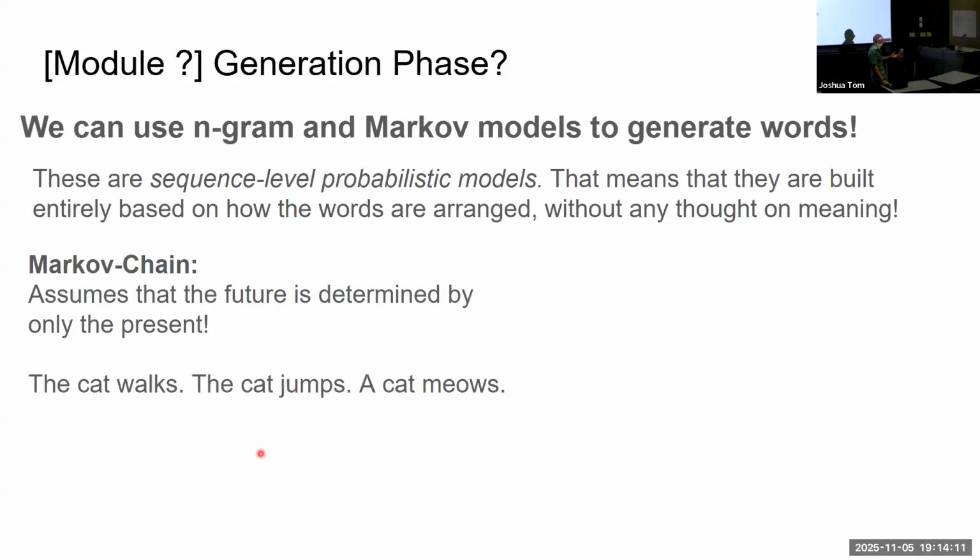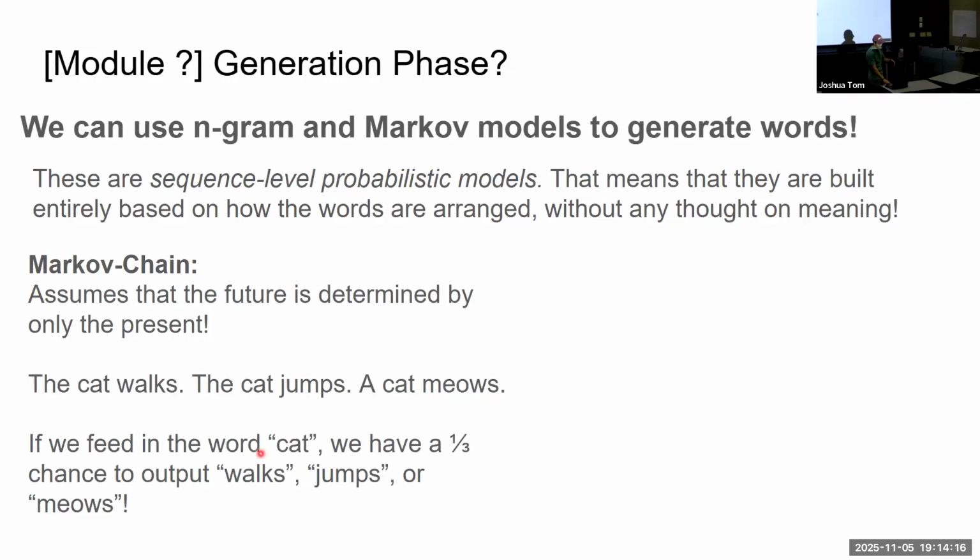So in this case, let's say we have these 3 sentences: the cat walks, the cat jumps, the cat meows. If we have the word cat and we're asking what the next word is going to be, just looking at what comes directly after cat in the data, we have walks, jumps, and meows. So in a Markov chain, that's a 1 in 3 chance to generate either the word walks, jumps, or meows. That's all a Markov chain is.